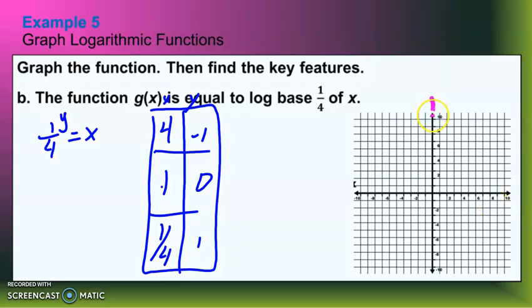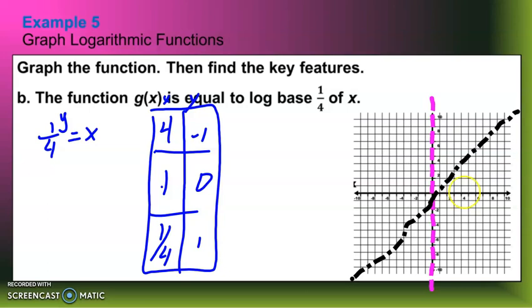So this would be my asymptote line. And then I'm going to put my reflection line in here. Do you have to put the reflection line? No, you don't have to put the reflection line in there. So now I just plot the points.